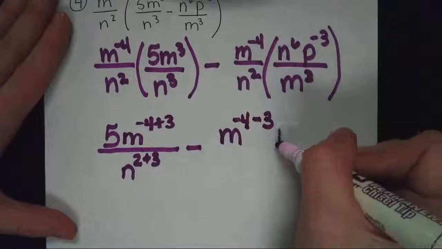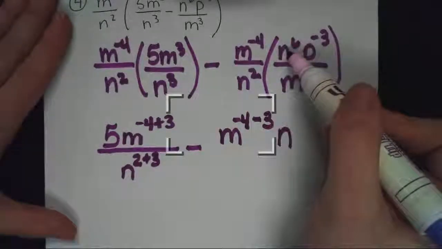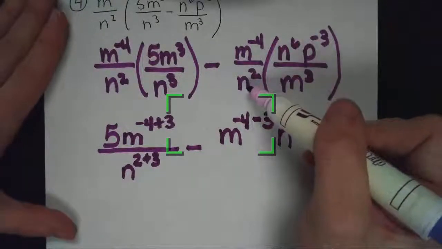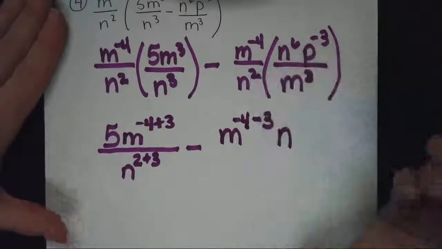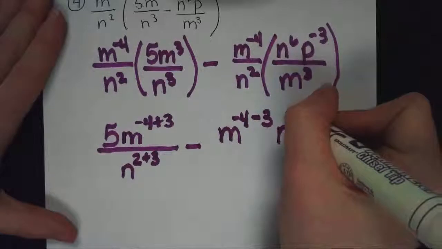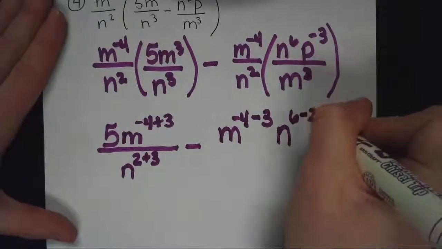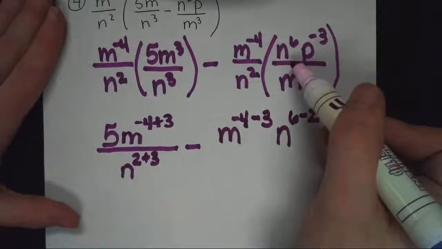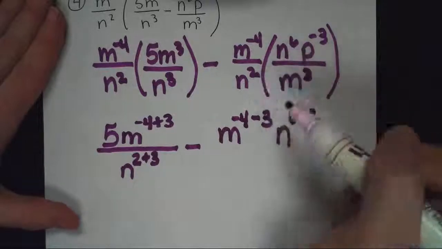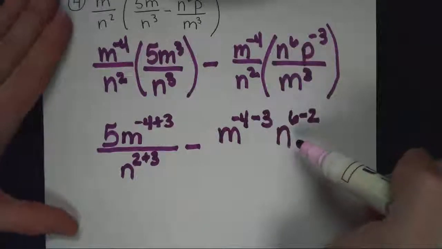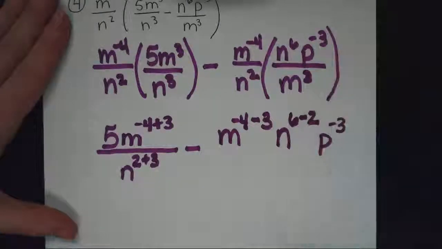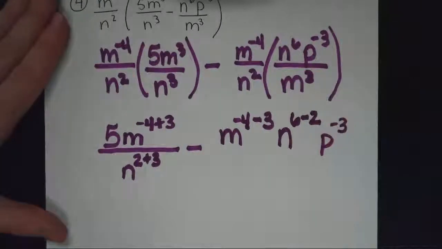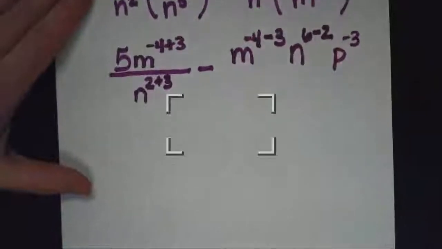Now my n's, I have the n to the 6th divided by n to the 2nd. So since they're on opposite sides of that fraction bar, I'm going to have to subtract their exponents. So I have n to the 6th minus 2. And again, because I'm subtracting the exponents, everything moves to the top. And then I have p to the negative 3rd. All right, so I've combined all my like bases. Now my next step would be to simplify those exponents.